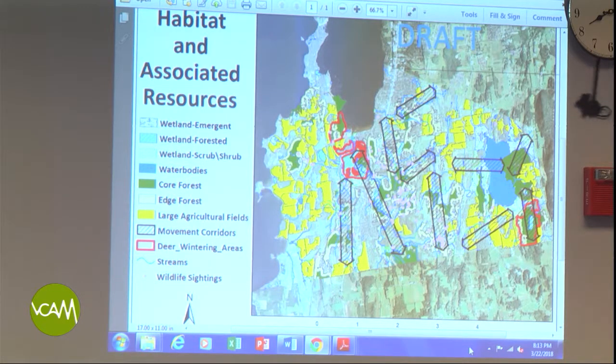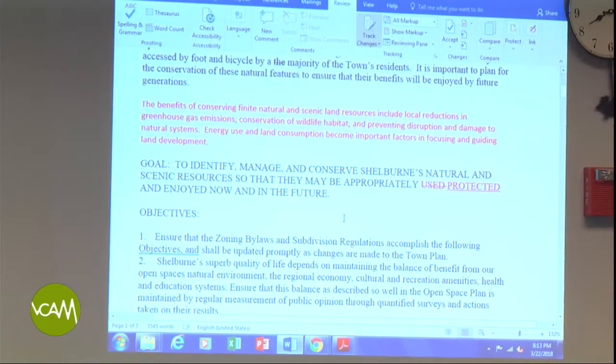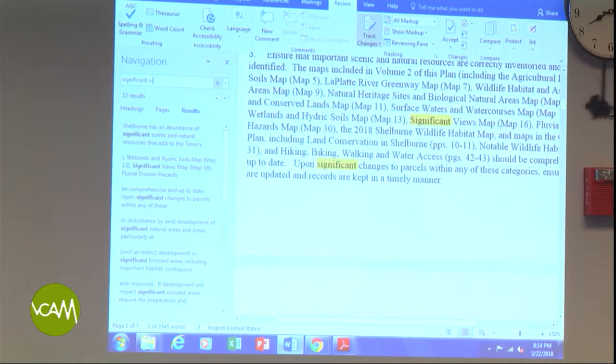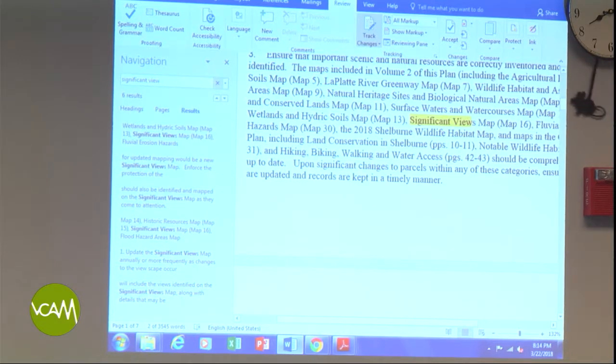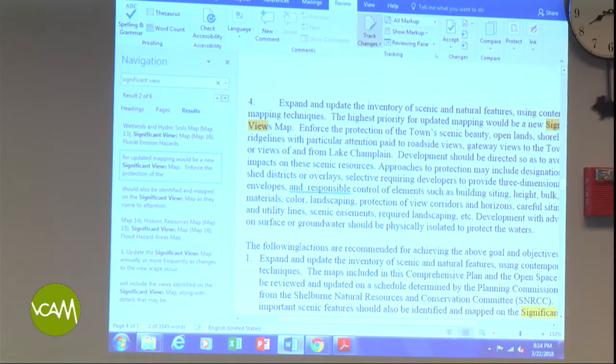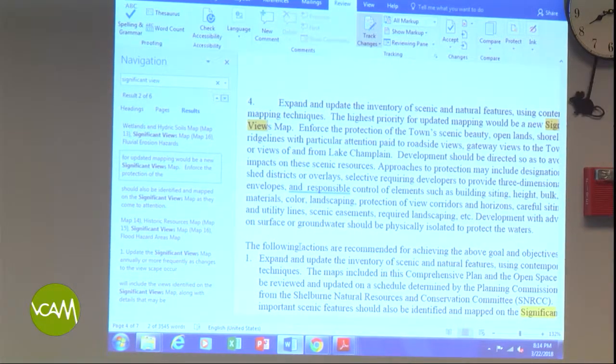Okay. And I think that we added a comment in here somewhere to the effect that it should be updated as changes may occur to those view sheds, so that we don't wait another 10 or 15 years to make those changes if something occurs that changes it either naturally or as a result of development. Yeah. So expand and update the inventory of scenic and natural features, and the highest priority for updated mapping would be the new significant views map.